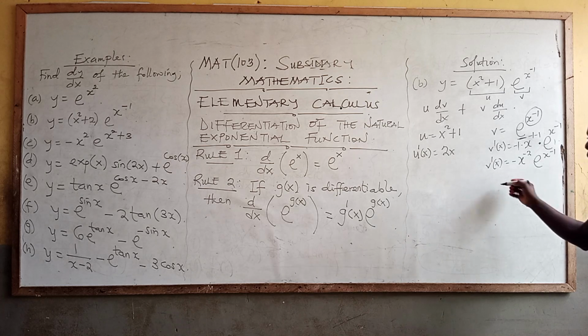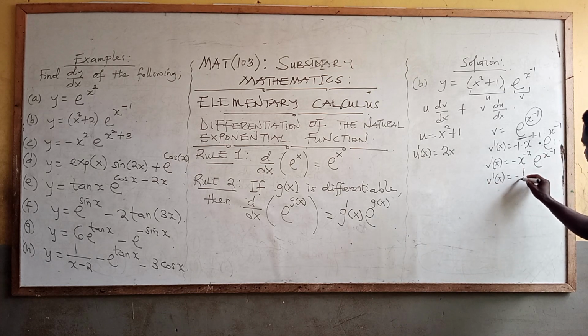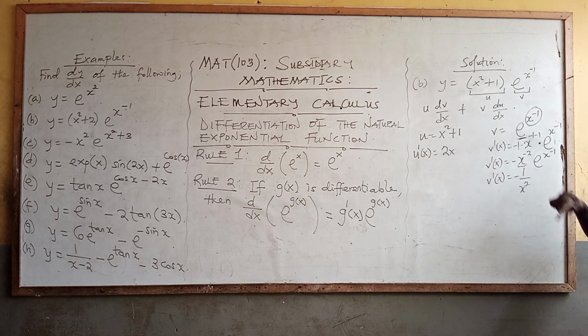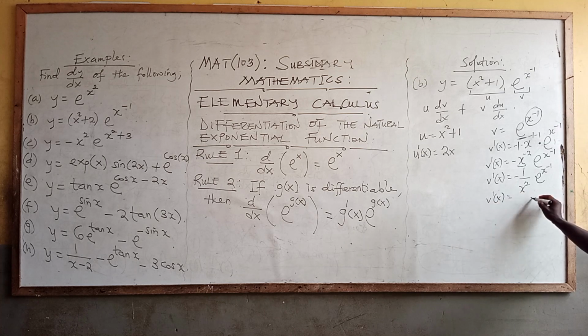Better still, you can write this as negative 1 over x squared. That's the inverse of x to the power negative 2, then e to the x to the power negative 1. This can also be written as negative e to the x to the power negative 1, all divided by x squared. So we have it as that.